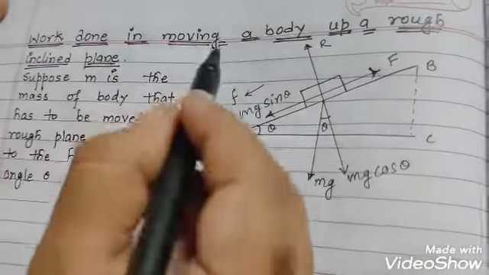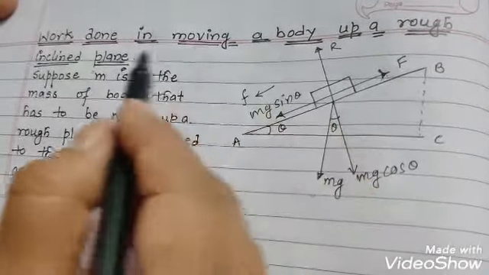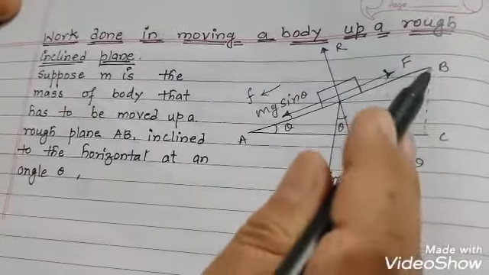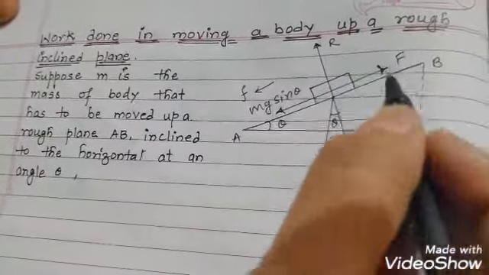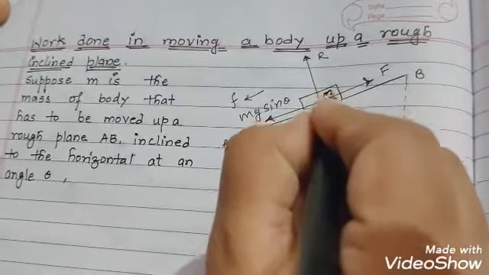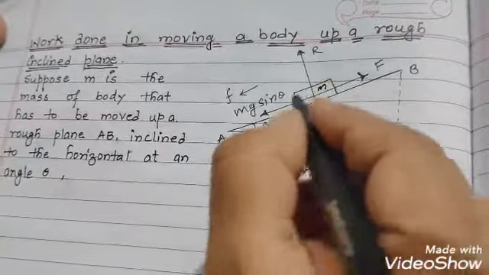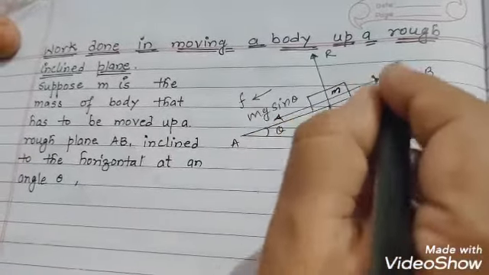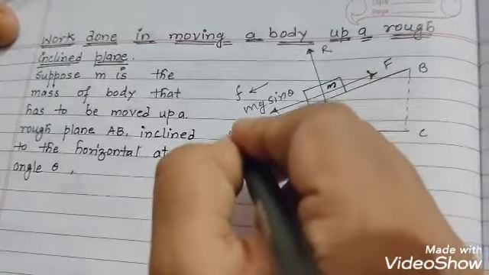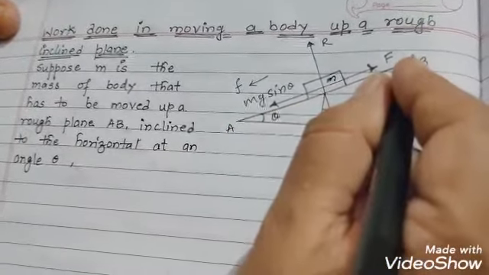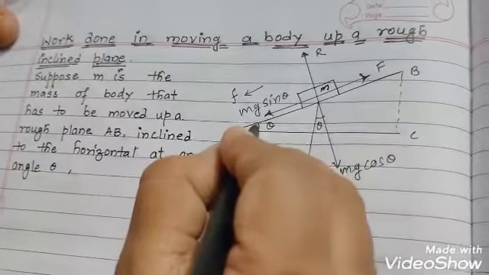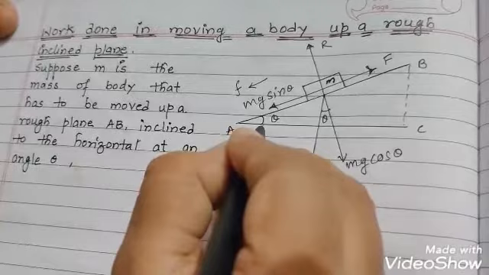Work done in moving a body up a rough inclined plane. This is a plane AB. You can see here a body of mass m is to move up on this rough inclined plane AB, which is inclined from the horizontal at angle theta.